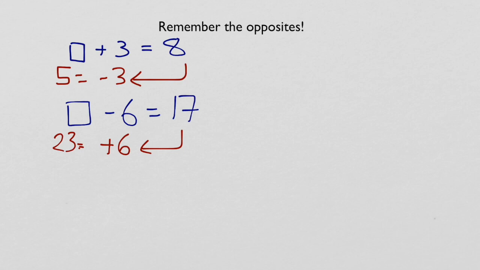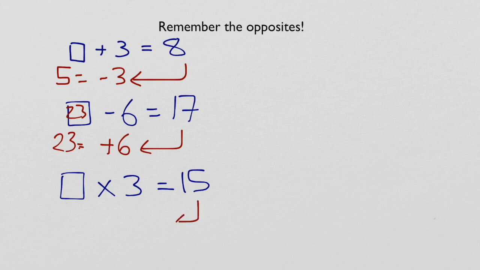Okay, let's have a look at some multiply now. Something times 3 equals 15. So start on the right hand side with 15. Work your way left. Instead of times 3, you're going to divide by 3. So 15 divided by 3 equals 5. Nice and straightforward.